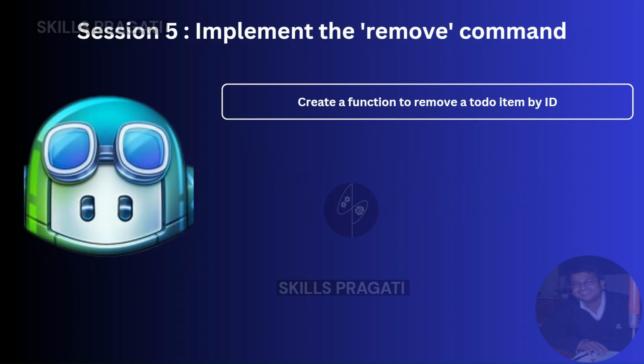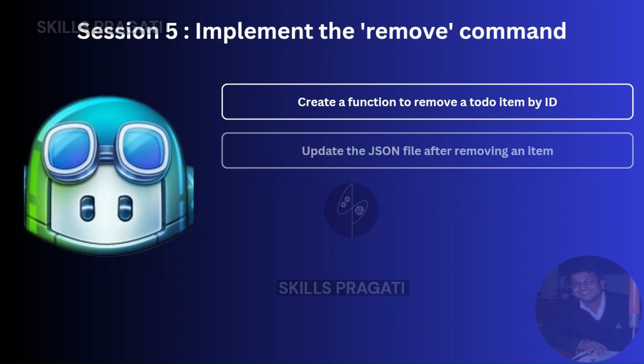The second task is to update the JSON file after removing an item. Since the to-do items are stored in a JSON file, this task involves modifying the contents of the JSON file to reflect the removal of the specified item. The function created in the first task will need to interact with this JSON file to update the list of to-do items accordingly.